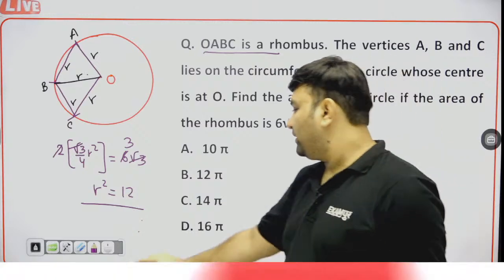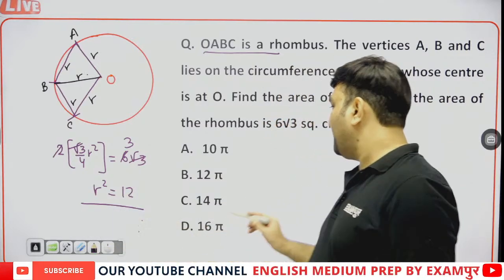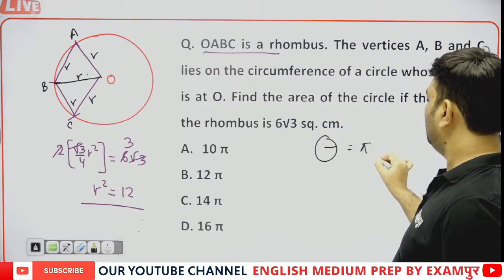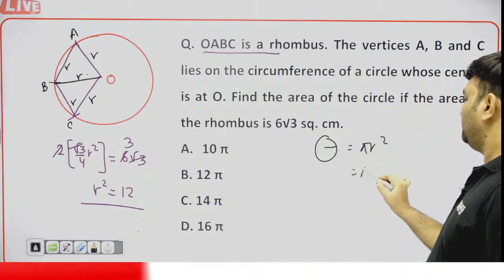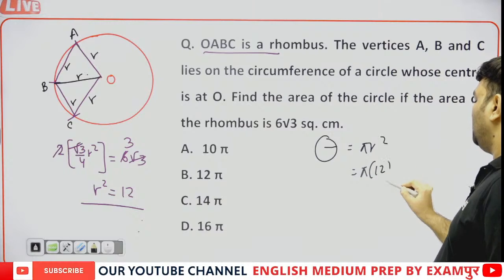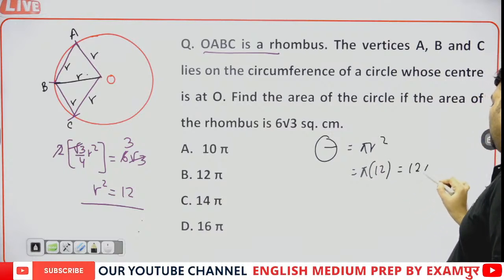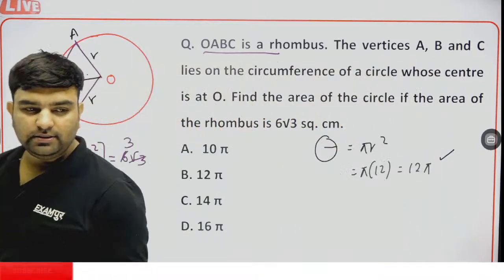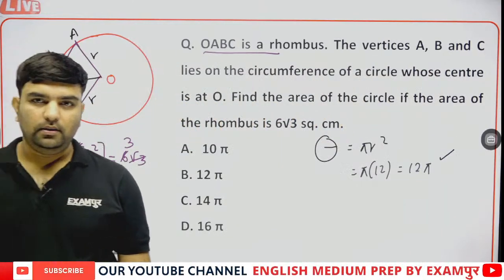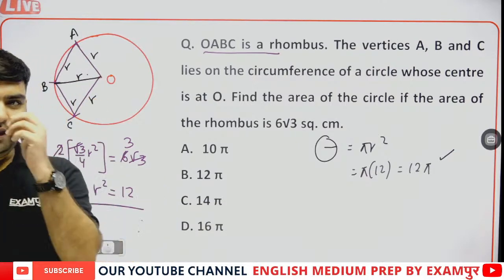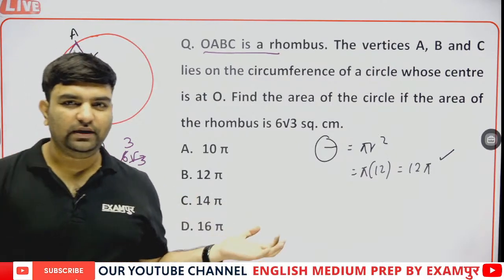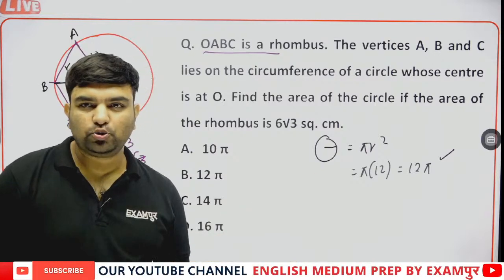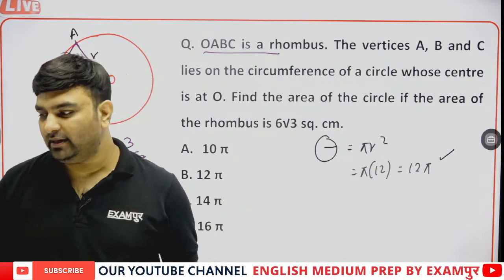What is the area of the circle? Area of circle is pi r square, which is 12 pi. We will not be interested in calculating r, because obviously we require the r square only. So if r square is 12, we would be using it directly.